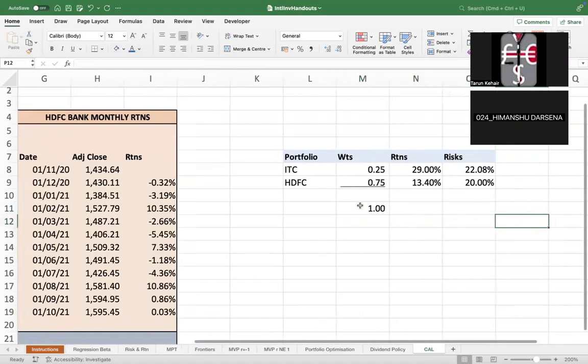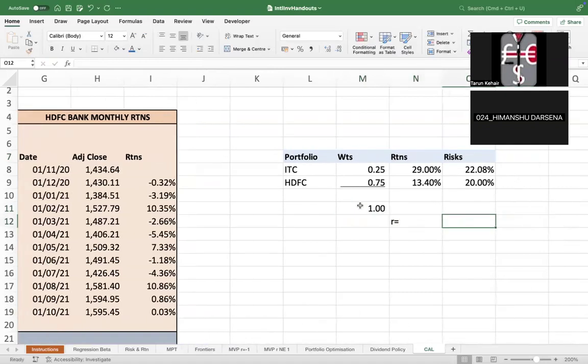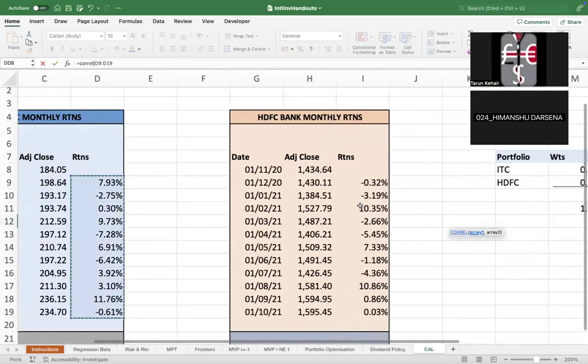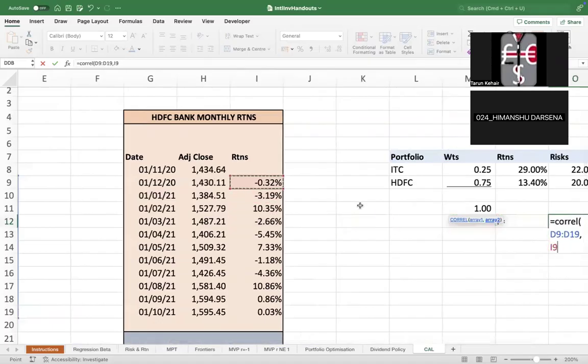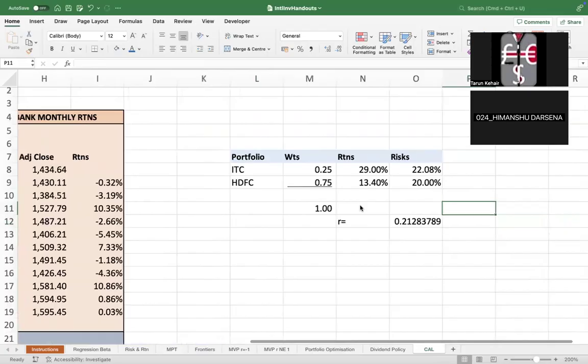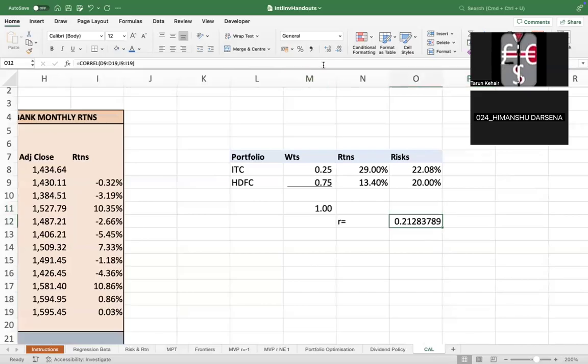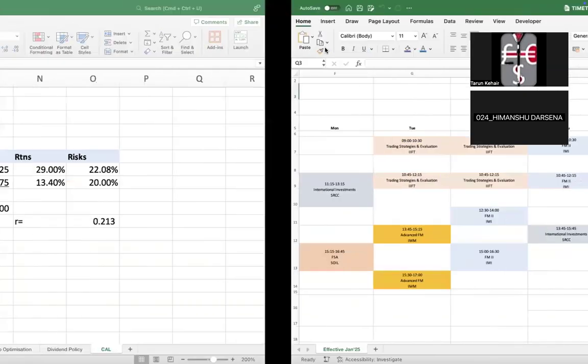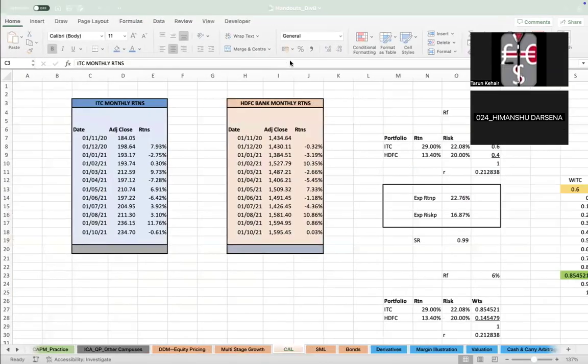How do you get your correlation? Correlation is the CORREL function. Take the correlation between the ITC returns and the HDFC returns. So your correlation turns out to be 0.213 between ITC and HDFC. Okay?